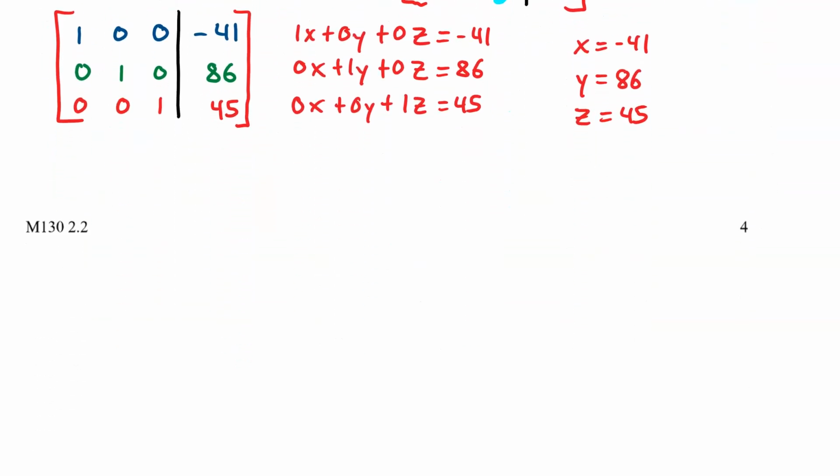So we have found our integers. So the three integers are negative 41, positive 86, and positive 45.